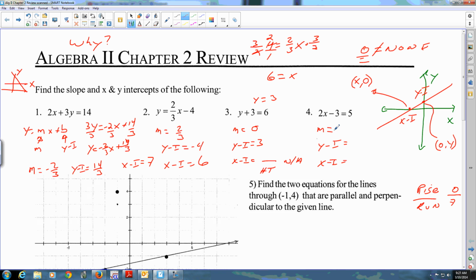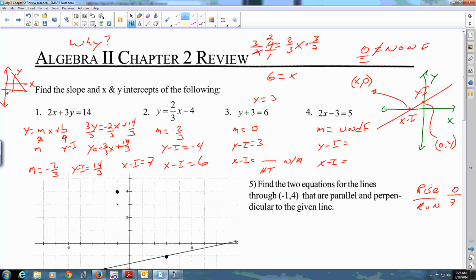Okay, notice that you only have an x. If you only have an x, that means you can only cross the x. So it's going to be a vertical line. The slope of all vertical lines is undefined. It doesn't have one? That doesn't make any sense. It's got one. I just can't tell you what it is.